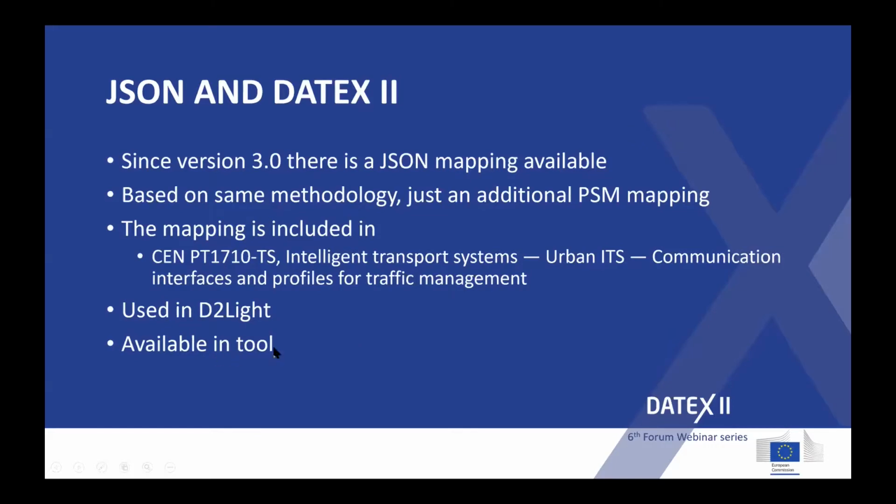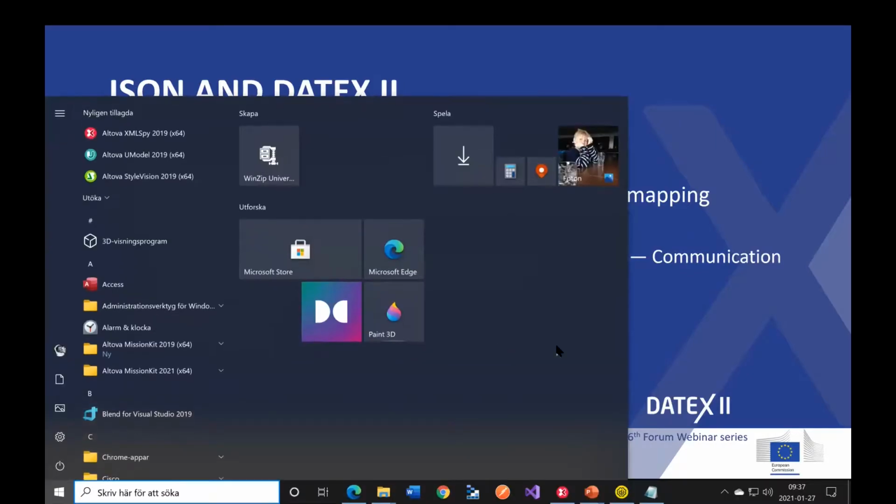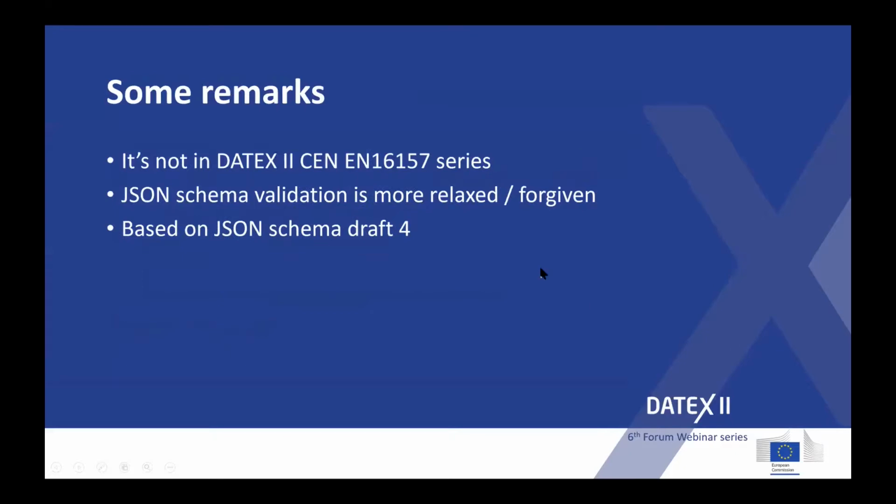The mapping is available in the tool, so you can use the tool and generate the schema. And I'm going to show you a little bit about that, but we take that later on. Some remarks on JSON. Well, it's not included in the DATEX II CEN EN 16157 series. JSON schema in general, when it comes to validation, is more relaxed and forgiving. You can say the order is not that important in JSON. And it's based on the JSON schema draft version 4, draft 4. There are newer ones available, but we're still at draft 4.